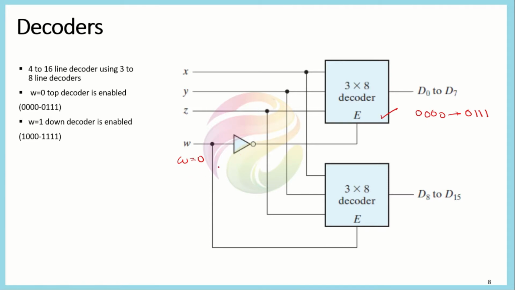Similarly, if we have W equal to 1 here, then in that case we would have 0 here, so this would become disabled, while this will become enabled. And in that case these input combinations would be 1 0 0 0 to 1 1 1 1. Now the first bit would be equal to 1, which is representing the W here, and so for this combination of input we will be getting the output. So in this way, if we combine two 3 to 8 line decoders, we will be forming a 4 to 16 line decoder.